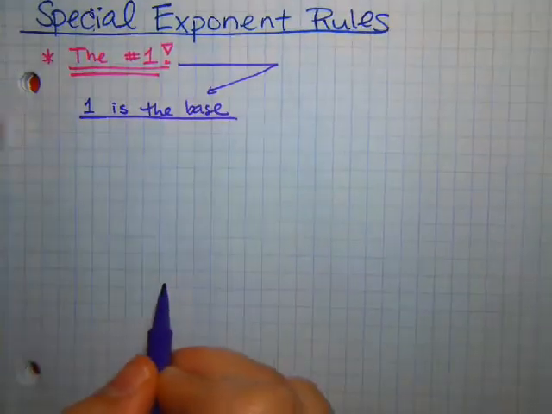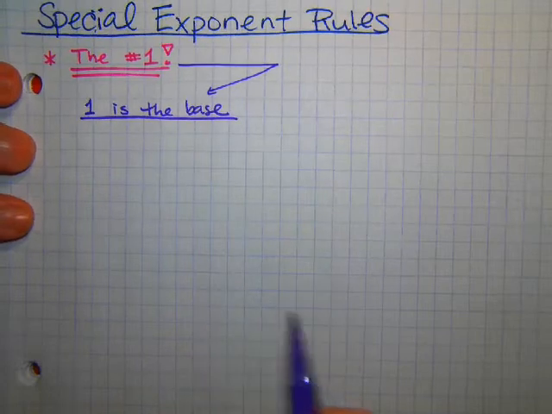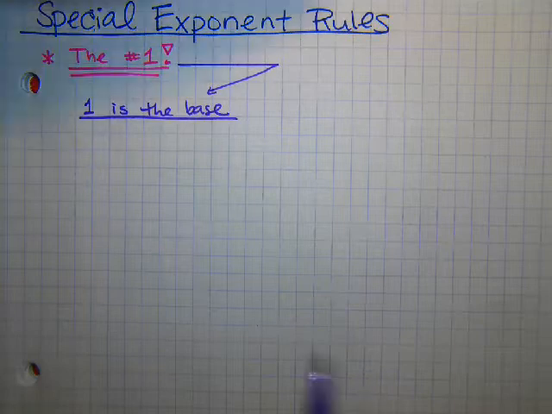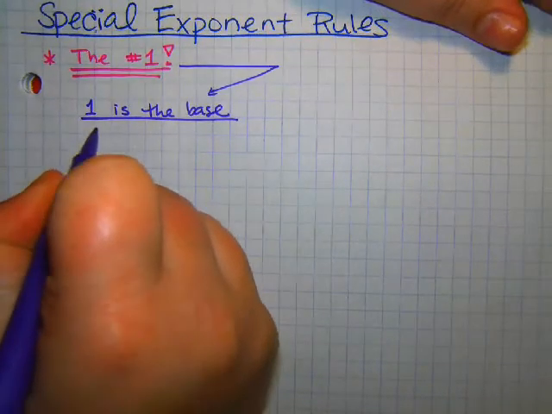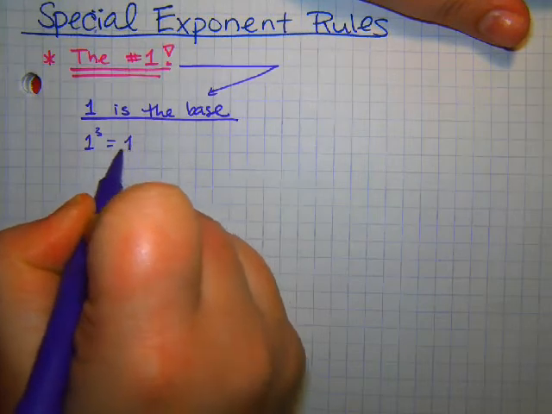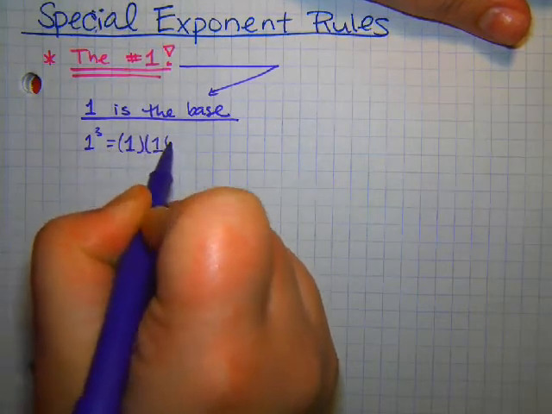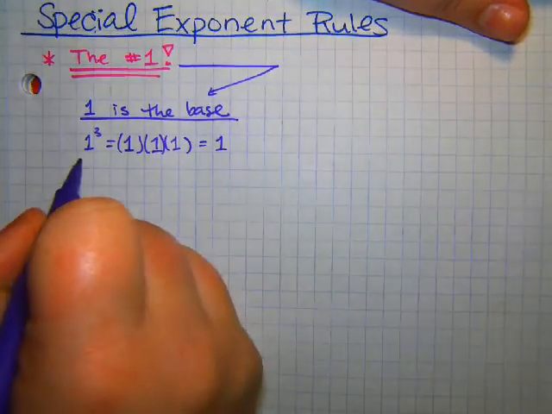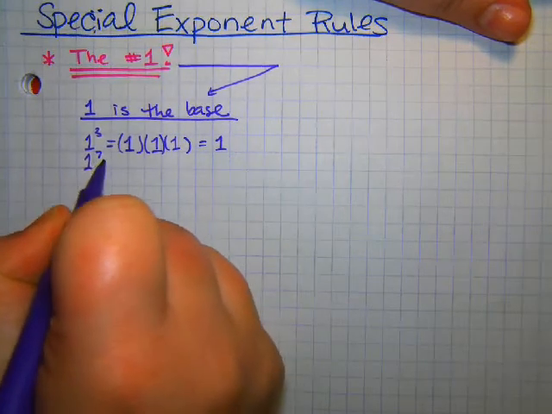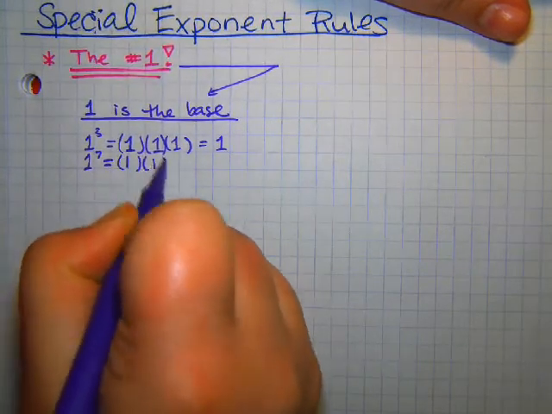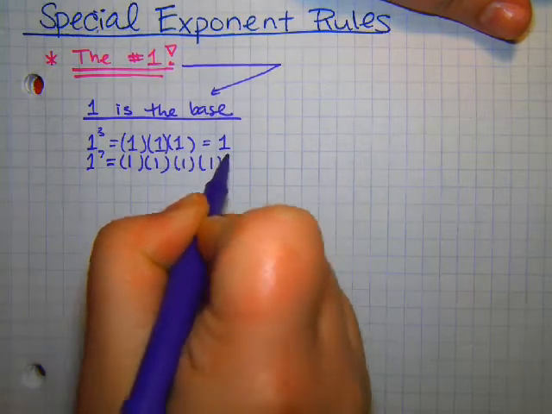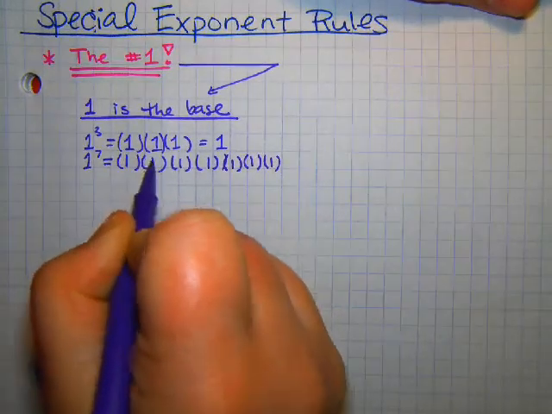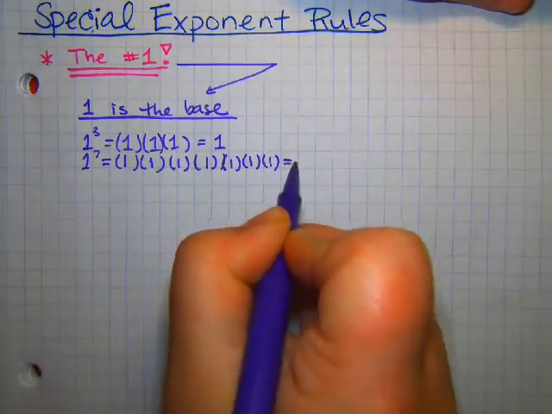When 1 is the base, that means you're going to multiply the number by itself however many times the exponent says. So if I have 1 to the third power, that's equal to 1 times 1 times 1, 3 times. Well, 1 times 1 times 1 is just 1. If I had 1 to the seventh power, I would do it 7 times: 1, 2, 3, 4, 5, 6, 7. And guess what? 1 times 1 times 1 times 1 times 1 times 1 times 1 is 1.